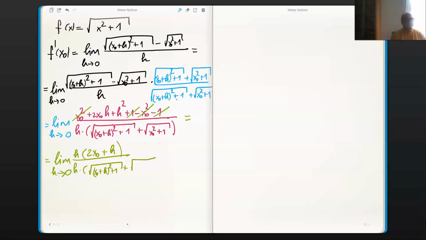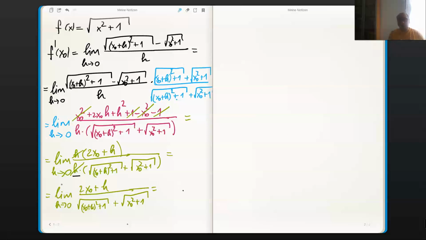This is what we're doing. And now we can easily cancel the h values. We are having the limit h towards 0 of 2xo plus h divided over the square root of xo plus h squared plus 1 plus the square root of xo squared plus 1. So as you can see, I'm having no troubles with h anymore in the denominator, because I had the trouble here as h was a factor, which we canceled. Now it's not a factor anymore, so basically we can let h be 0.